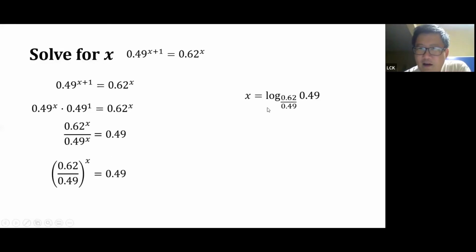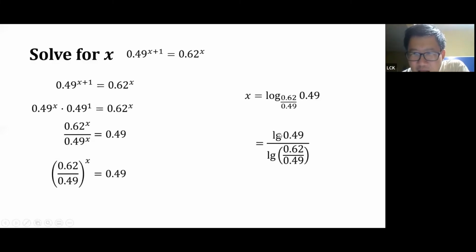Now, this helps in this way. This is the base. This to the power of x equals 0.49, which means x equals log to the base of, remember this is the base, so log to the base of 0.62 divided by 0.49 of 0.49. That's what it means. Of course this looks absolutely horrible, this looks absolutely crazy.